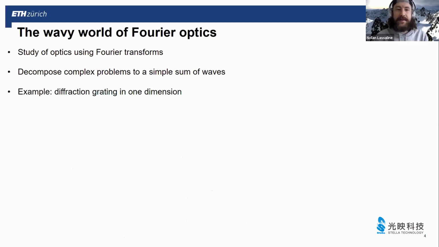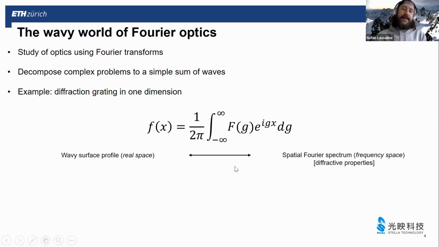So for example, if we revisit our diffraction grating that we had on the previous slide, and we write down the Fourier transform, or more precisely the inverse Fourier transform, what this equation tells us is that for any arbitrarily wavy surface profile, we can relate that to its so-called spatial Fourier spectrum. And this wavy surface profile exists in real space, and the spatial Fourier spectrum exists in frequency space. And it's actually here in frequency space that we can understand and, furthermore, specifically design the diffractive properties of our surface to do what we want. And this theory and this mathematics is very handy, and it's also very beautiful. And we can use this to make a great stride in how we understand and design these components.